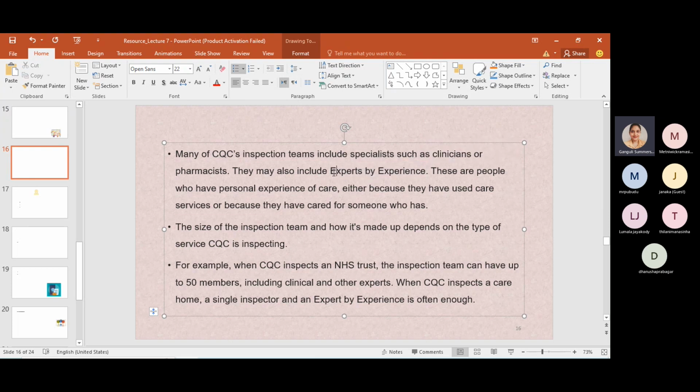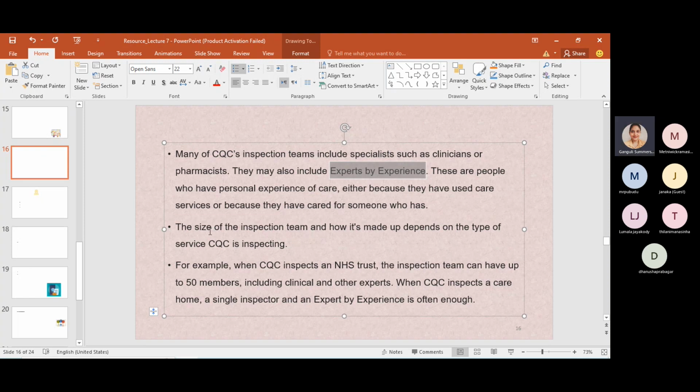These experts by experience are the people who have used care services before, or who have cared for someone else.